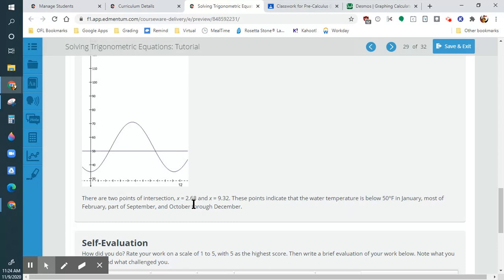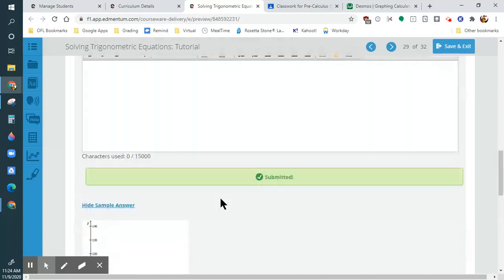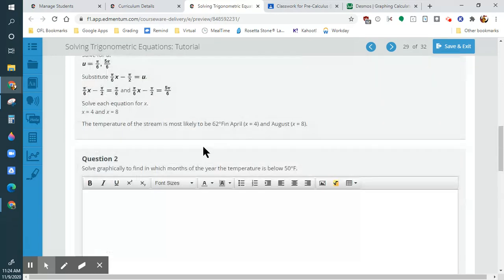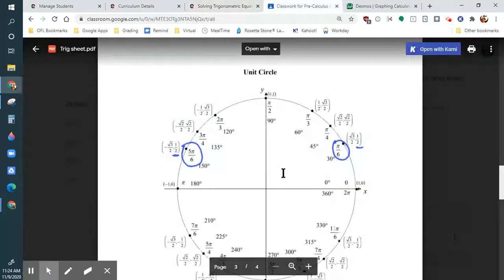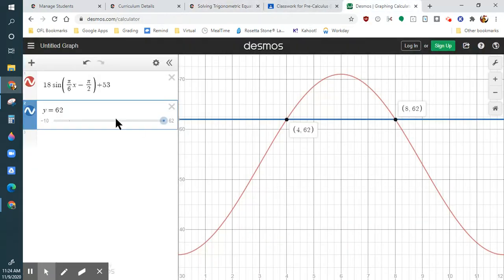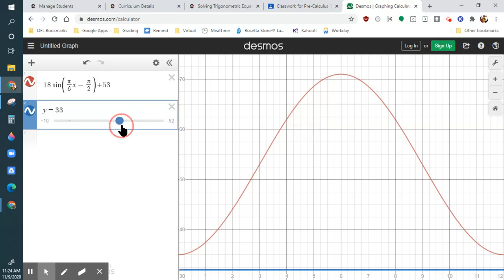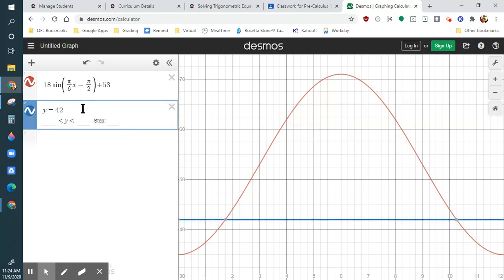I don't know why they're getting a weird number. It shouldn't be that hard to do this. There are 2 points of intersection. Oh, 50 degrees. I'm sorry, guys. I didn't realize it was a different question. So I'm going to move this down to 50.